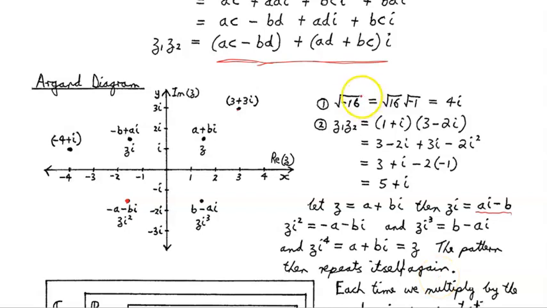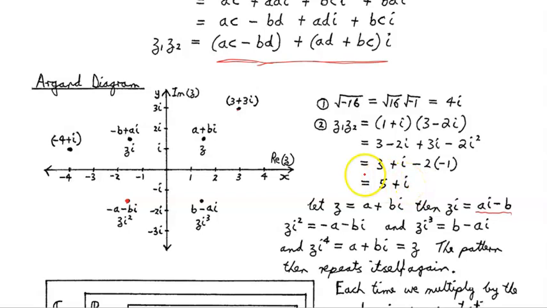Let's have a look at the square root of 16. We can write that as the square root of 16 times the square root of -1, so that becomes 4i. So the square root of negative 16 is just the complex number 4i. Now z1 times z2: if we had 1 plus i times 3 minus 2i, expand that out as we did above, we end up with 3 minus 2i plus 3i minus 2i squared. i squared is negative 1, so we have 3, then minus 2i plus 3i gives us plus i, and minus 2 times negative 1 is plus 2, so that gives us 5 plus i.